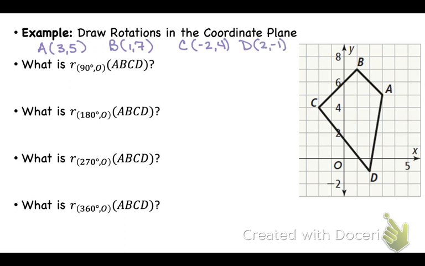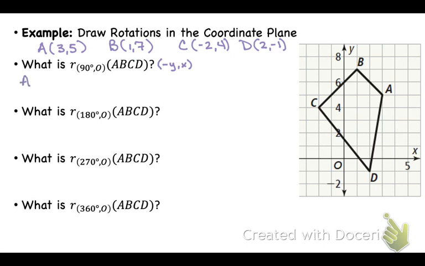Okay, so we're going to find all the points. We're going to rotate 90 degrees. So what I want you to do on your paper is write R, 90, comma, origin. And what's the rule I gave you? Negative y, x. So you're going to interchange places and change the sign on the y, right?